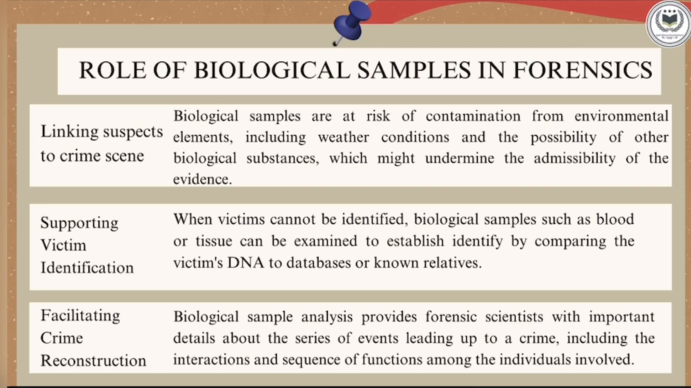Facilitating crime reconstruction. Biological evidence is instrumental in reconstructing the events of a crime, helping investigators understand what happened before, during, and after an incident. The patterns found in the blood at a crime scene can reveal important details about how an event unfolded. For instance, the direction and distribution of blood stains can indicate the position of victims and assailants during an attack.